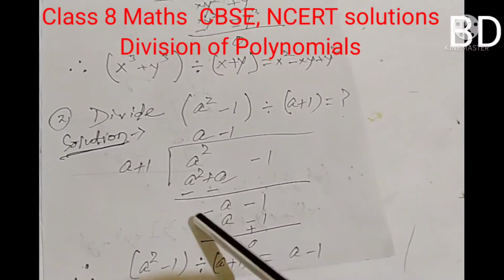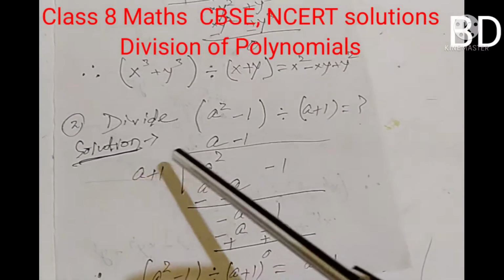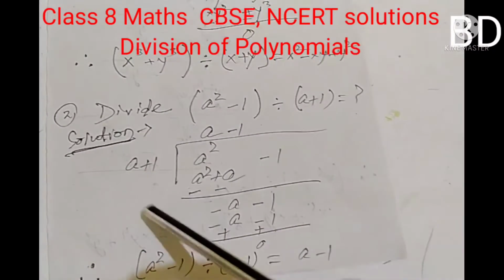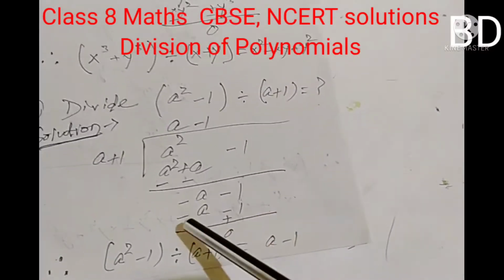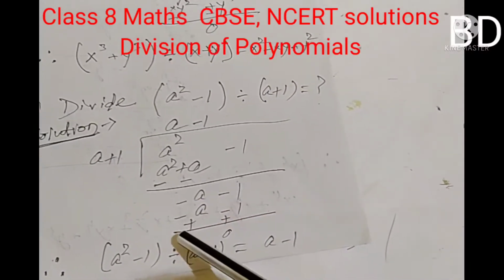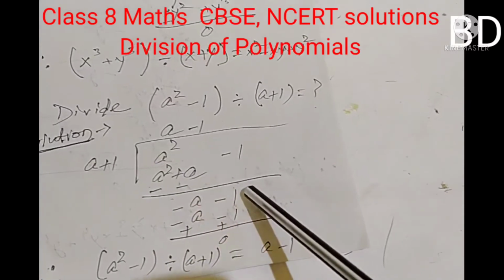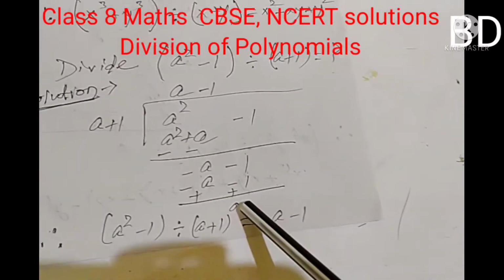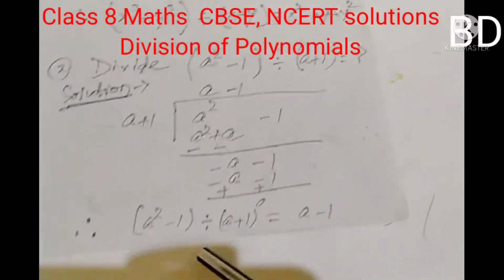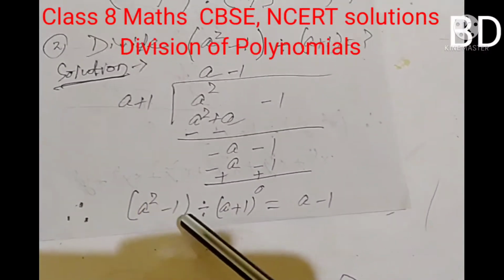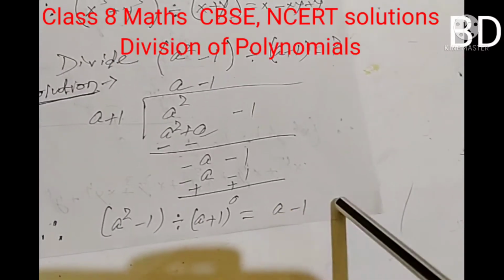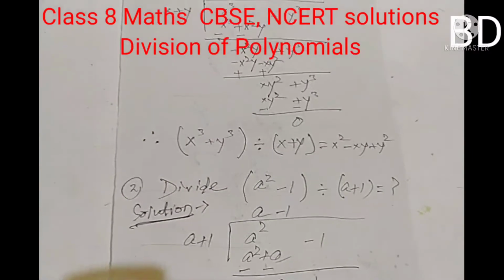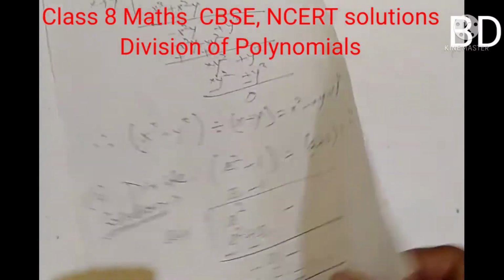Then minus a will be divided by a. We will get minus 1. Then minus 1 will be multiplied by a plus 1. We will get minus a minus 1. Then we will subtract minus a minus 1 from minus a minus 1. So we will get 0. So the quotient is a minus 1. So a square minus 1 divided by a plus 1 is equal to a minus 1. In this way we can divide two polynomials by the process.